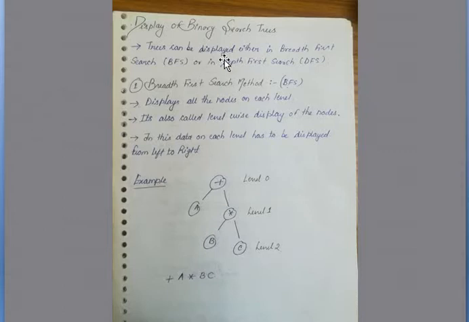The tree can be displayed, the tree can be searched either in the breadth first manner or the depth first search manner. The display means we have to visit each and every node, or it can be represented. So first we'll see what is the breadth first search method.